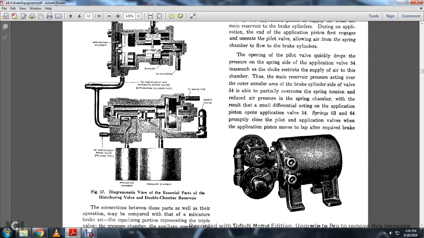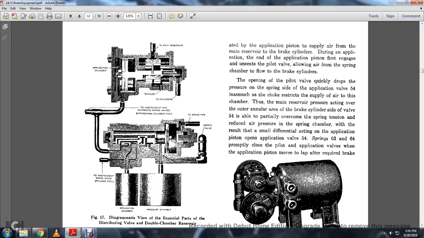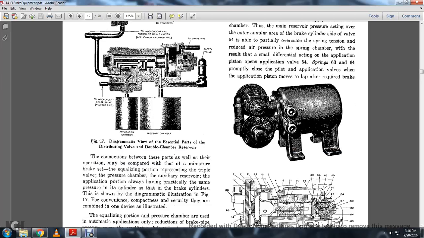Figure 17: diagrammatic view of the essential parts of the distribution valve, double chamber reserve. The connection between these parts and their operation may be compared with the miniature brake set. The equalizing portion represents the triple valve, the brake pressure chamber, and the auxiliary reserve. The application portion also has practically the same pressure in its cylinder as that in the brake cylinder.